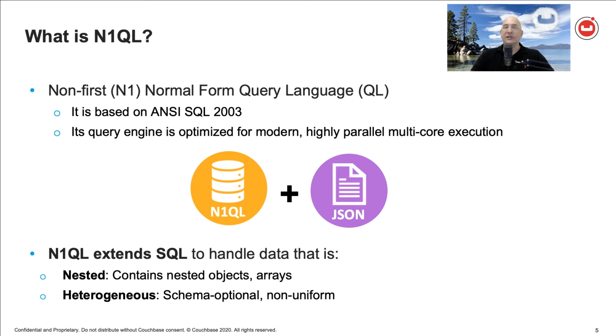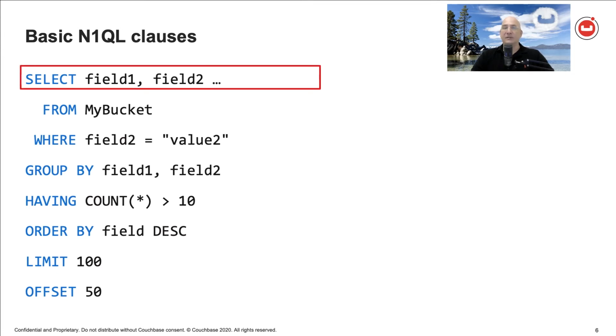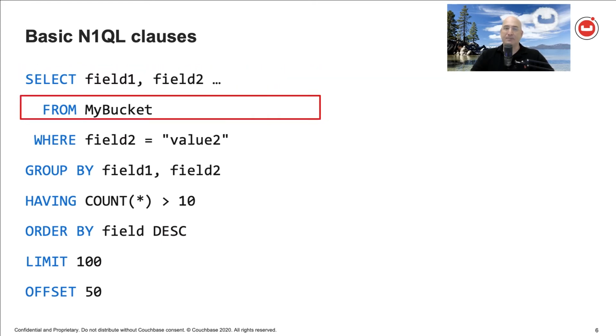N1QL extends SQL to handle data that is nested, that is containing objects and arrays, and also data that is heterogeneous, that is schemaless and non-uniform. A N1QL statement looks pretty much like a SQL statement, and it contains all the clauses of SQL that you probably are familiar with. The select clause, for example, is used to specify the fields to project. Select star works exactly like in SQL as well.